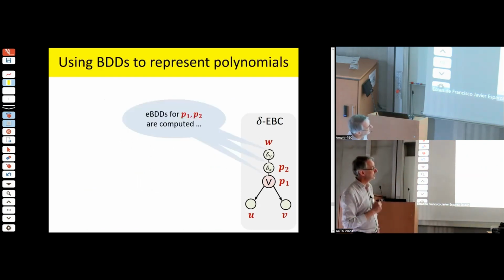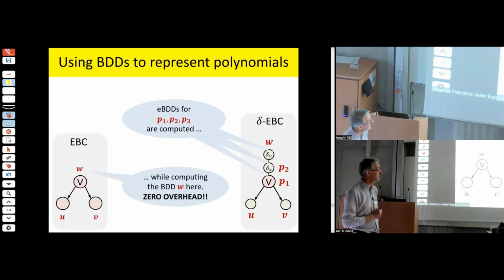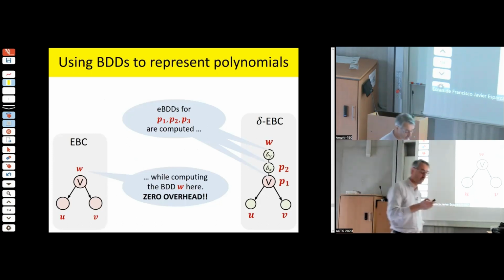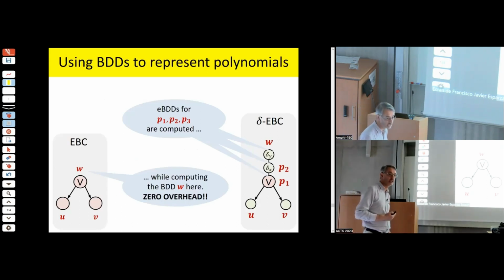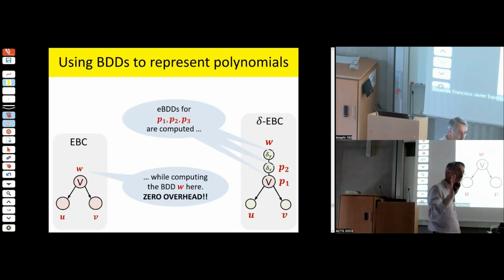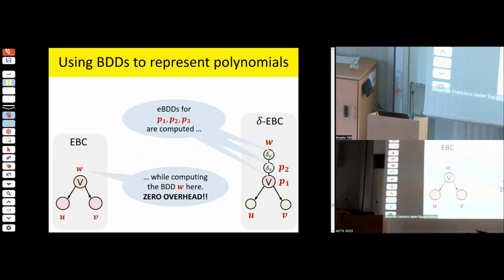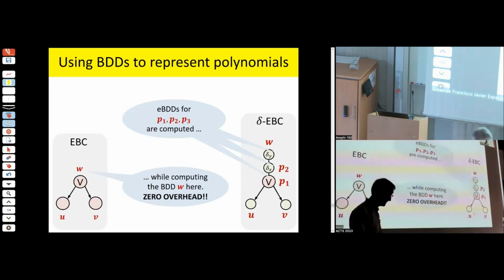Good. So we have then EBDDs for P1 and P2, which are computed while computing the BDD W here. And this means really there is zero overhead. The prover doesn't have to do anything new, apart from, and this is in practice a non-trivial matter that we are working on, storing intermediate results, which of course can be a memory overhead, not a time overhead, but it can be a memory overhead.